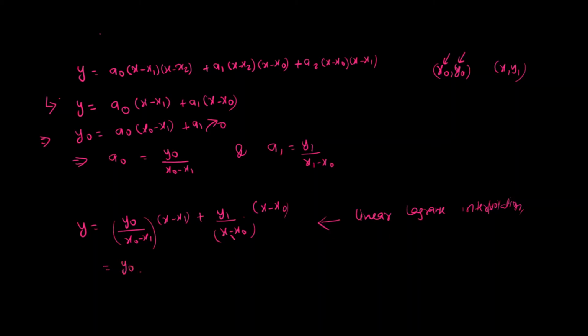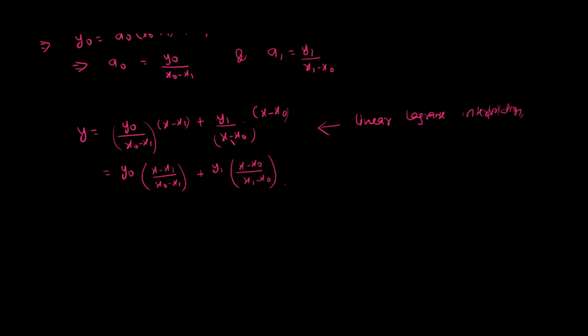Rewrite this again as y0 into x minus x1 upon x0 minus x1 plus y1 into x minus x0 upon x1 minus x0. So this is my linear Lagrange interpolation formula, and these two terms, this term and this term, they both are called Lagrange basis polynomials. Let me represent this as L1, and let's say this is L2. So what you can observe, the sum of this L1 and L2, what is that? My L1 plus L2, this is nothing but 1 only.